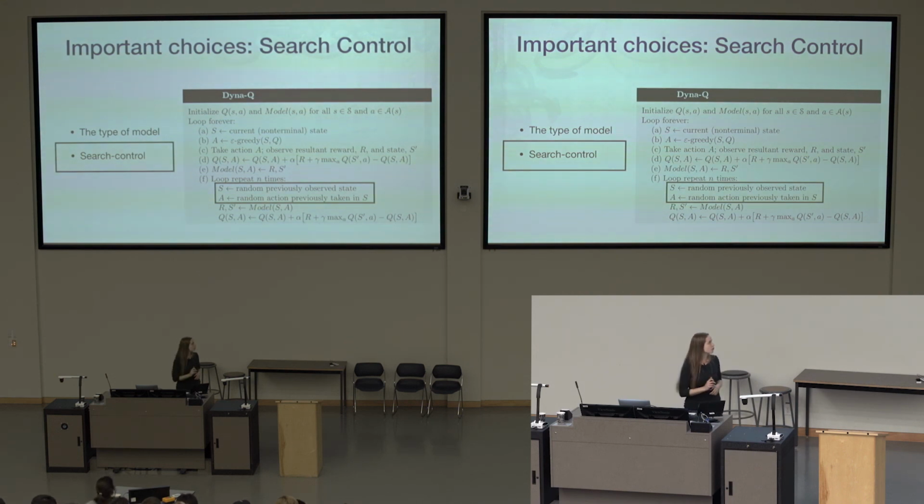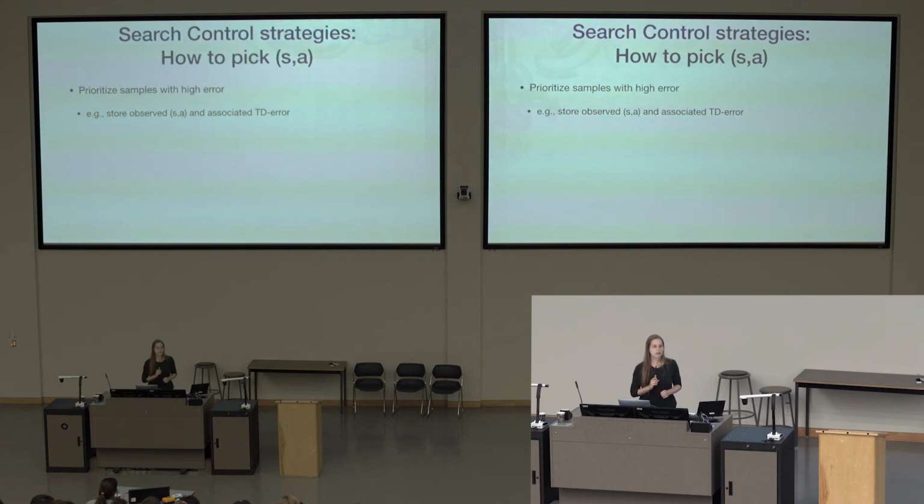Okay, let's talk about search control, which I think is actually an under-thought-about but extremely important part of Dyna. Let me remind you what search control is. It's really just saying what states and actions should I pick so that I can ask my model about what the outcomes from that state and action are. As always, let me tell you about a bit of the things that people do right now, and then I'll do the fun thing of asking you guys your suggestions.